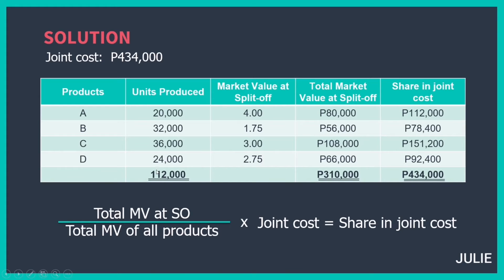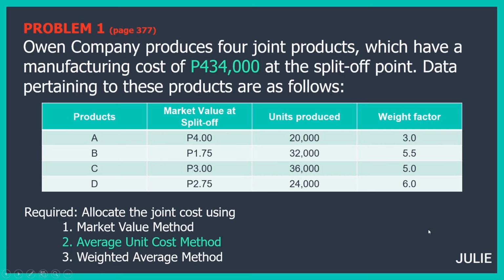So the total units produced is 112,000, total market value at split off is 310,000, and the total share in joint cost is 434,000, same as the joint cost given by the company. So that's it for market value method. We still have the same problem 1, but now we will compute for the average unit cost method.